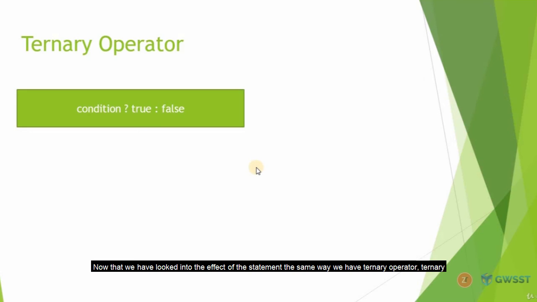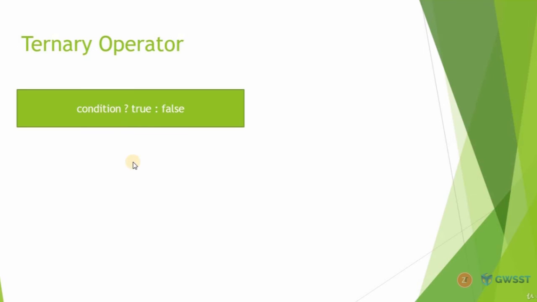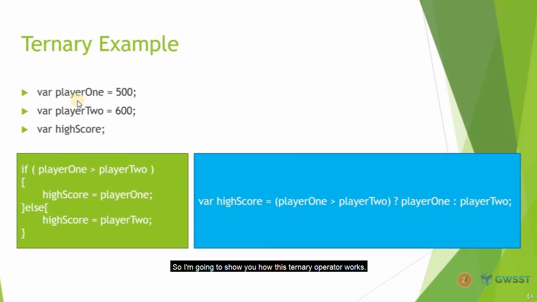Now that we have looked into the if and else statement, in the same way we have the ternary operator. The ternary operator usually gets assigned with the question mark. I'm going to show you how this ternary operator works. Let's say we have a player 1 with a score of 500 and a player 2 with a score of 600, and then we have a variable set to high score. Right now I do not have any value for the high score because I want to check that.